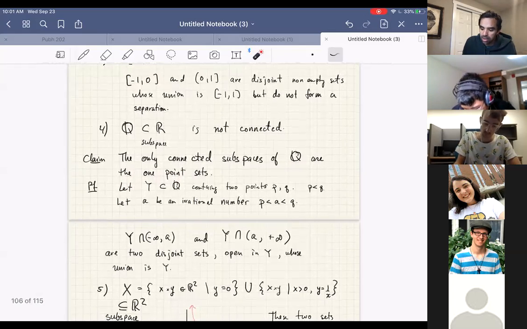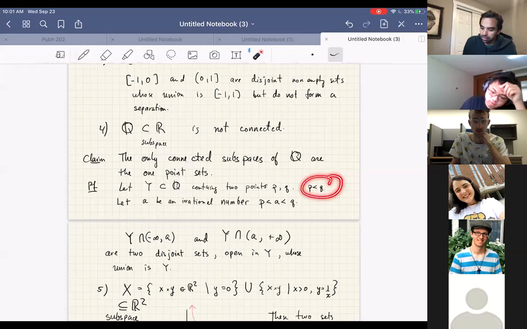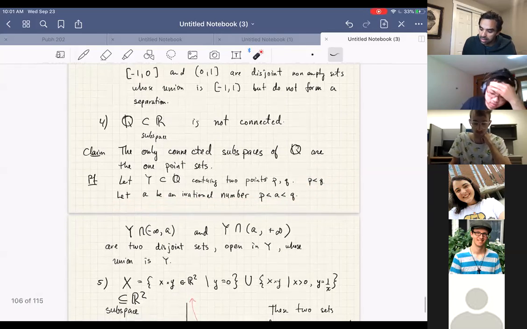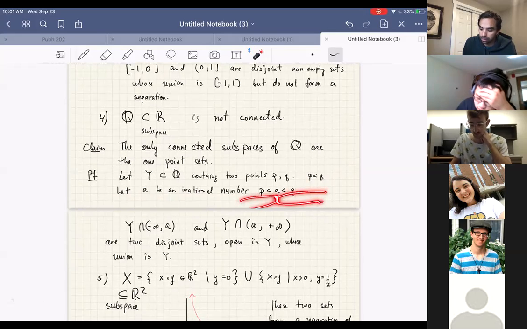So why is that? Suppose Y is any subspace of the rational numbers which contains P and Q, so it has more than 1 point, let's say. I'm going to show that you can always construct a separation. The idea is, you assume P is less than Q, and between any two rational numbers, you can always find an irrational number, right? And then you can just take that irrational number to split your set Y into two open sets, right?